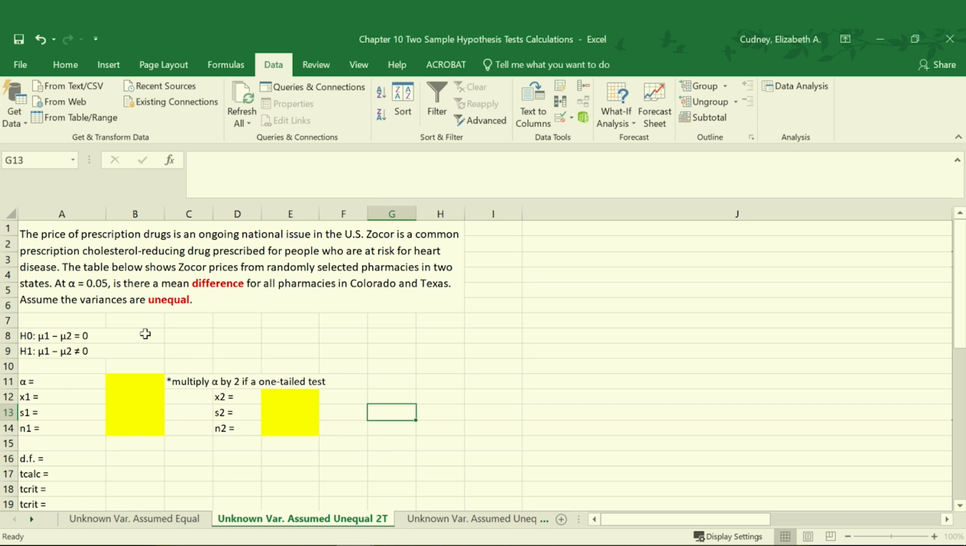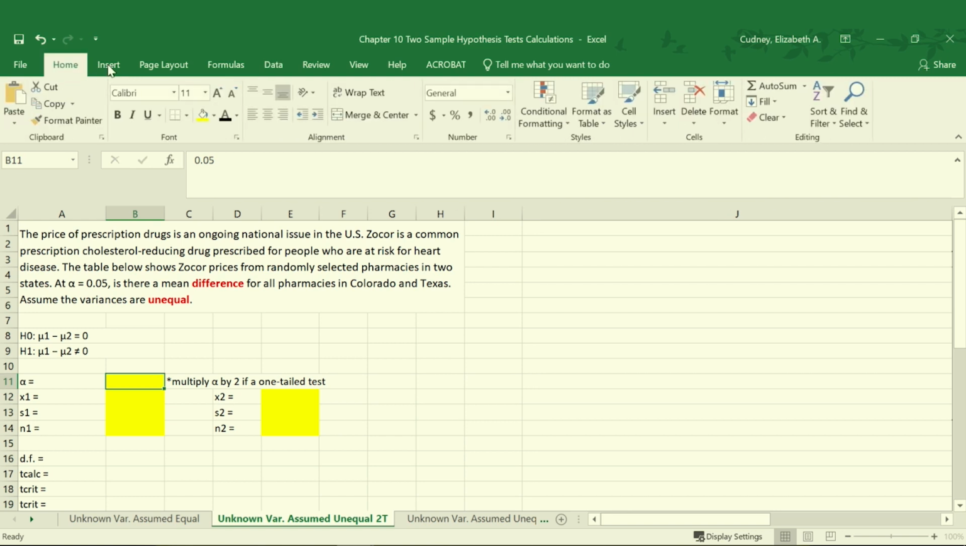Given this information, we're going to set up our null hypothesis that mu1 minus mu2 equals 0. We're going to set up our alternative hypothesis that mu1 minus mu2 is not equal to 0. We know our alpha value is 0.05. And then using the information that we have below, we're going to calculate our average, our standard deviation, and our sample size for the 2 different states.